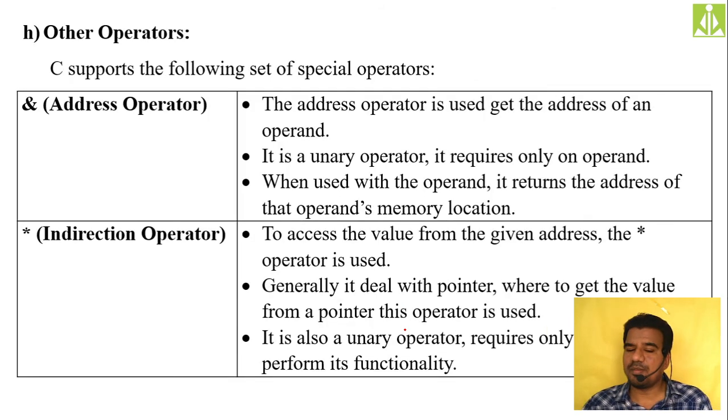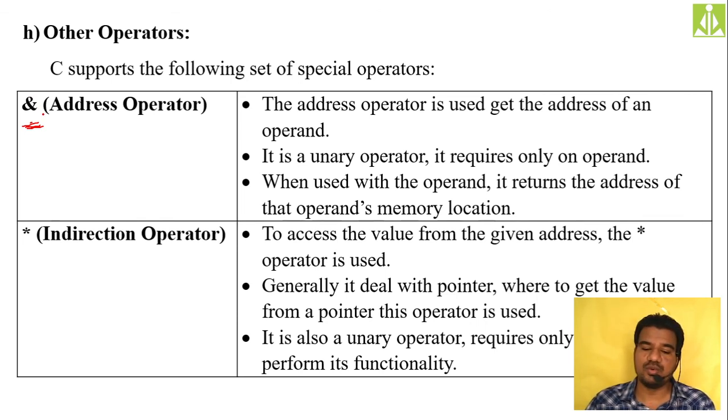Among these other operator categories, we have the first operator, the address operator. This ampersand we also use as a bitwise operator. So don't get confused between the bitwise AND operator and the address operator. They have different meanings when used, because this ampersand, being an address operator, is a unary operator.